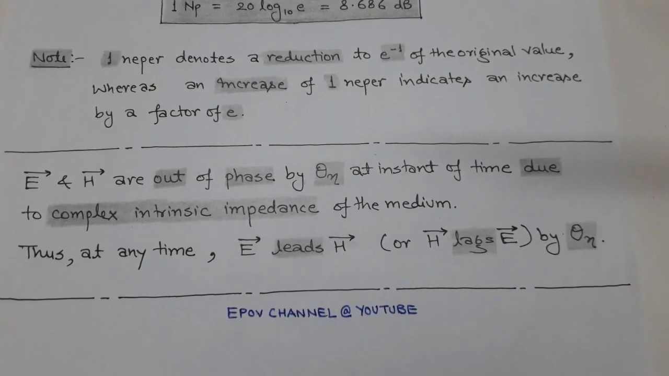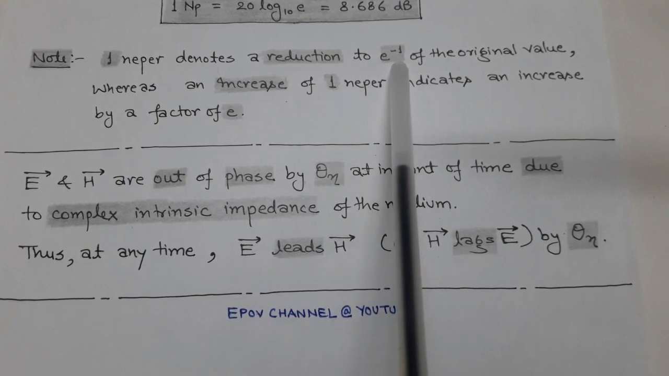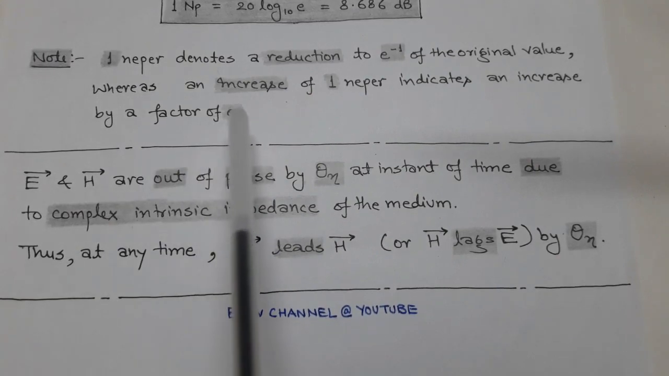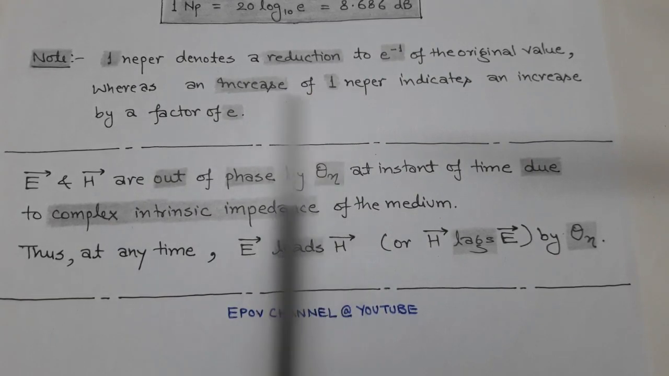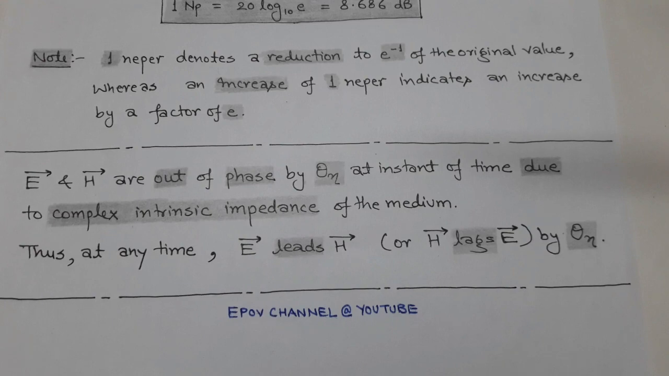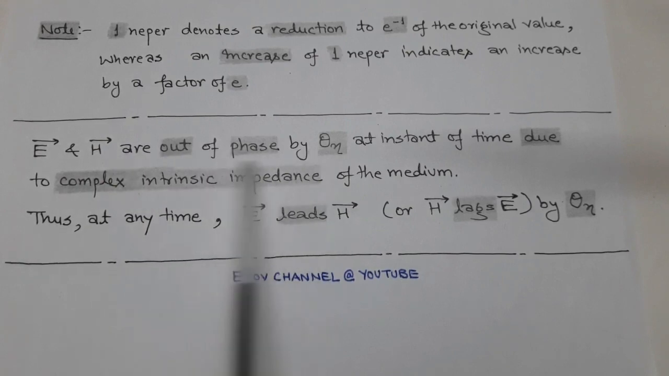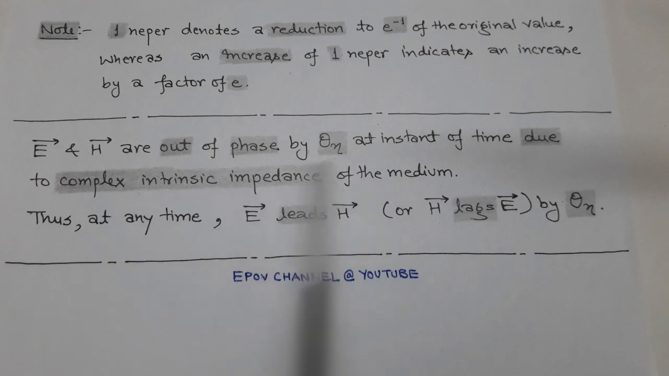Here we note one point. When we say a fall of 1 Neper, it means that it is reduced by a factor of e to power minus 1 of the original value. Similarly, if we say an increase of 1 Neper, it means that there is an increase by a factor of e. So from here we conclude that the electric field and magnetic field, that are the time varying fields, are out of phase by theta suffix eta, that is obtained because of the intrinsic impedance of the electromagnetic wave. And we see that the electric field leads the magnetic field, or the magnetic field lags the electric field by theta suffix eta.